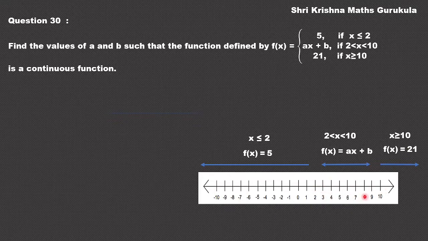So in this range, this is how the function is defined. When I'm evaluating the limit for LHL and RHL as x tends to 2, it is these two functions that I'm going to consider.